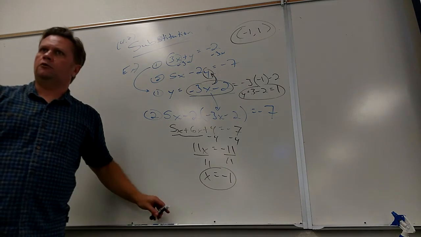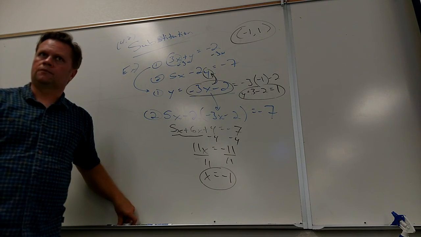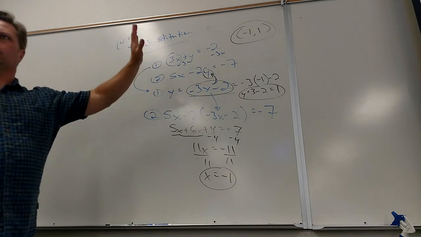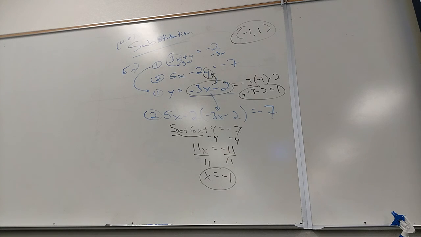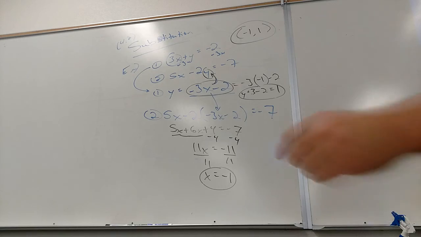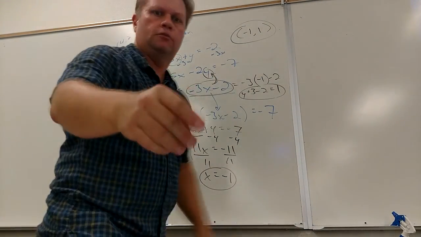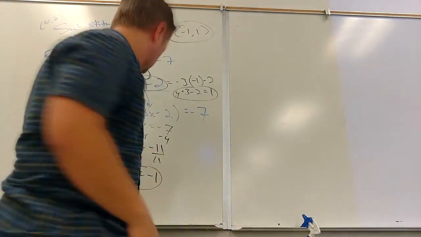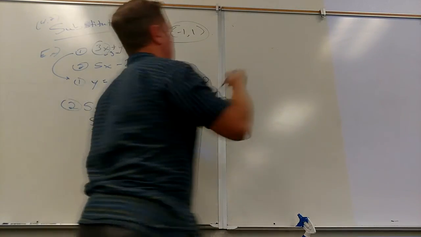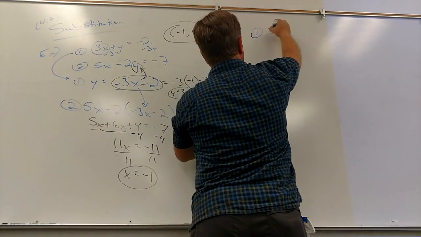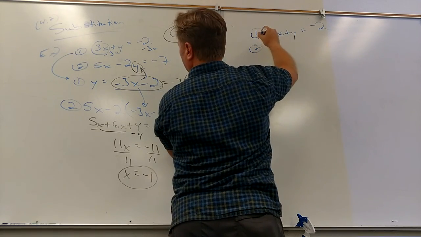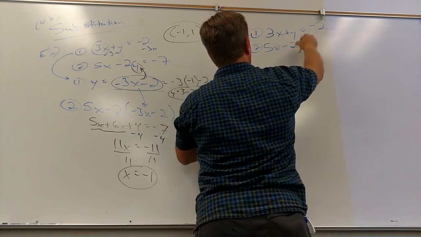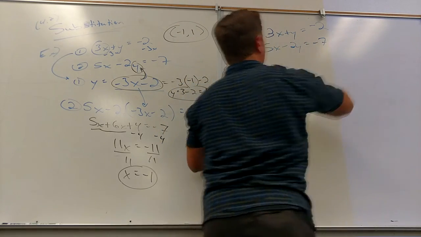Okay, does that sound familiar? We definitely did substitution method before. Now let's redo this same problem using elimination method. So let me write this over here. 3x plus y equals negative 2. 5x minus 2y is negative 7.